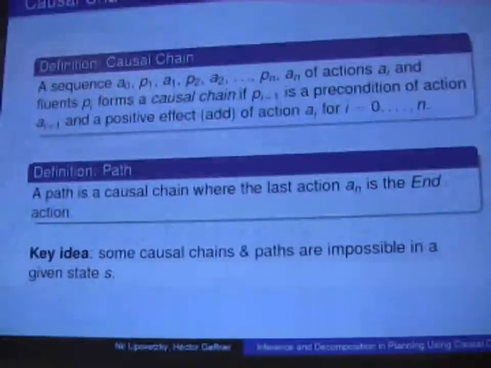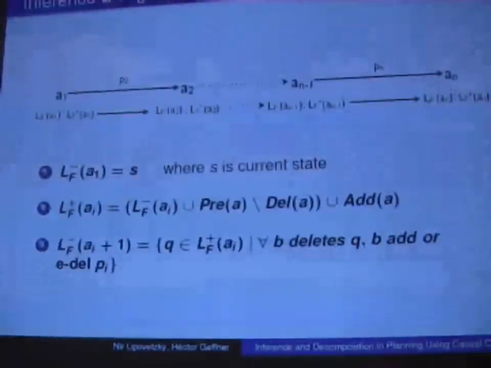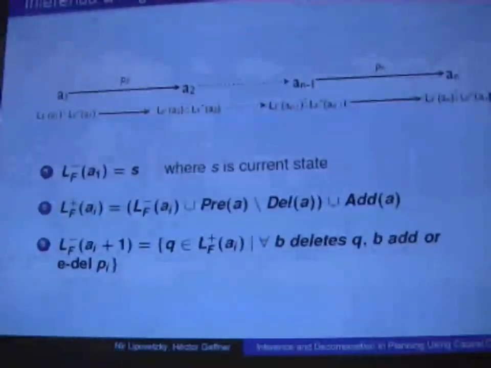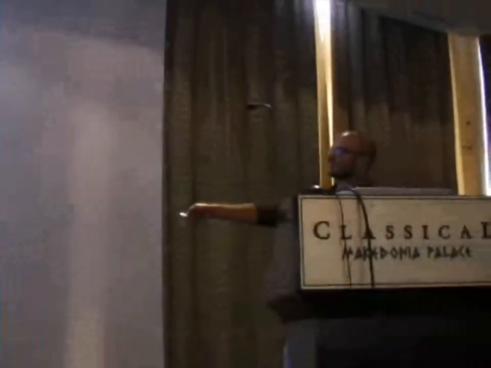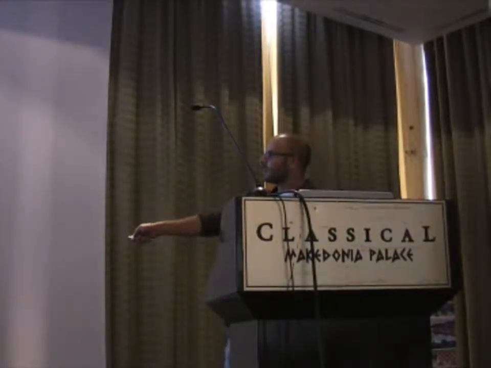So the key idea in this work is that some causal chains and paths are impossible in a given state S. We try to capture this notion by efficiently inferring the sets of atoms that are true right before and right after each action of the chain happens from a given state. We do this in a forward way, where the set of atoms true before the first action is just the current state, and the set of atoms true right after the first action is just the ones that were true before, with the information of the preconditions, the deletes and the effects of the action itself.